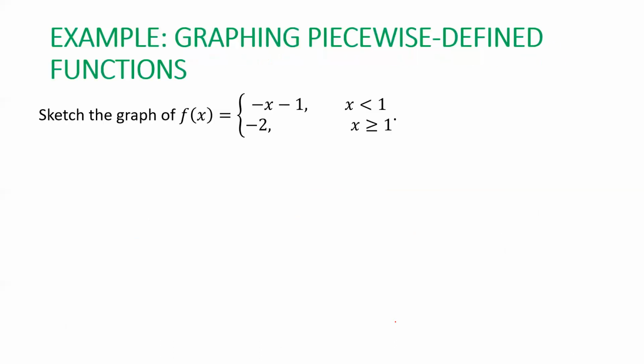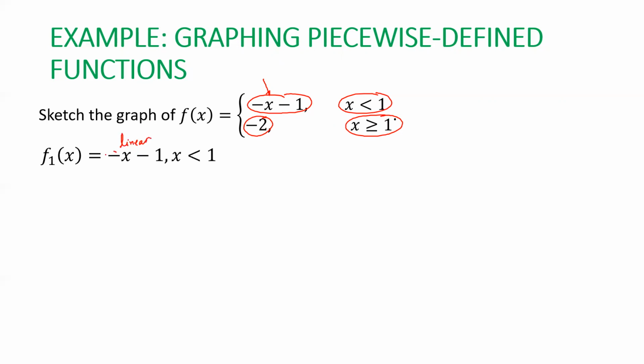Okay, so for example, let us try to graph f of x is equal to negative x minus 1 defined on the interval x is less than 1. And also we graph f of x equals negative 2 defined on the interval x is greater than or equal to 1. So first, let's consider the first subfunction, which is f sub 1 of x equals negative x minus 1. This one is a linear function. And since its slope is negative 1, it's a line that is sloping downward.